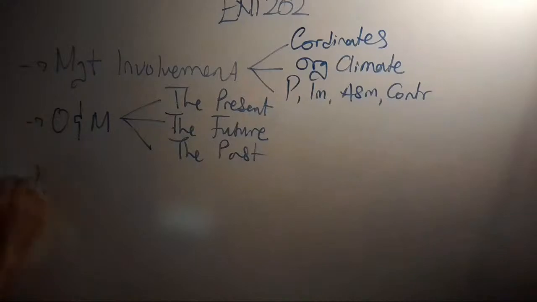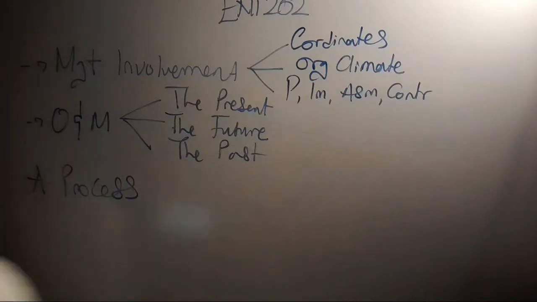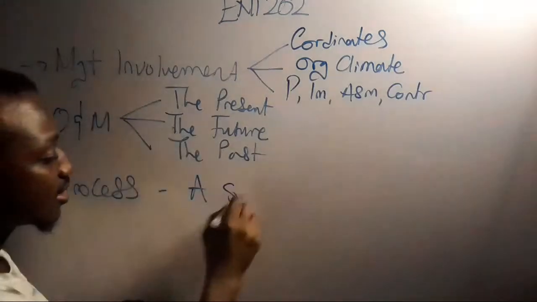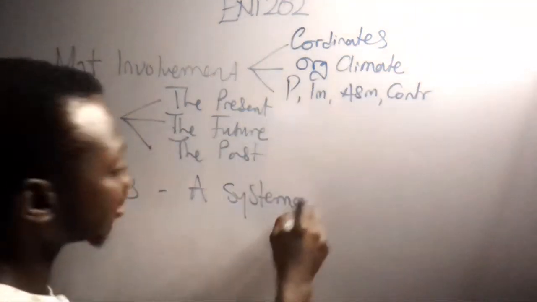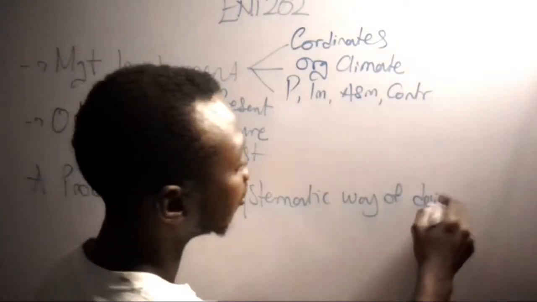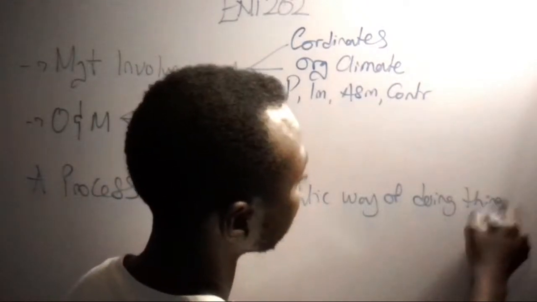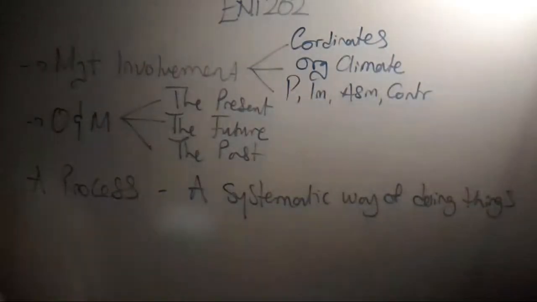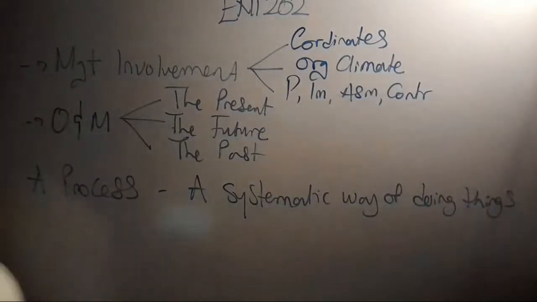A process. What is a process? When we say a process, we are simply referring to a systematic way of doing things. That's what we call a process. A process is said to be what? A systematic way of doing things.